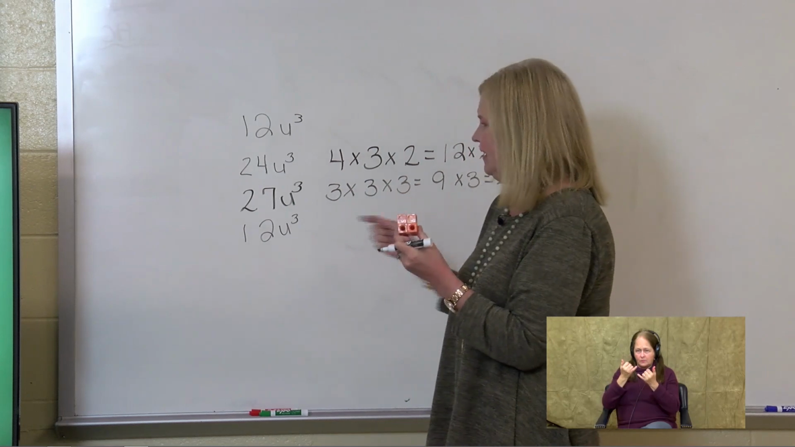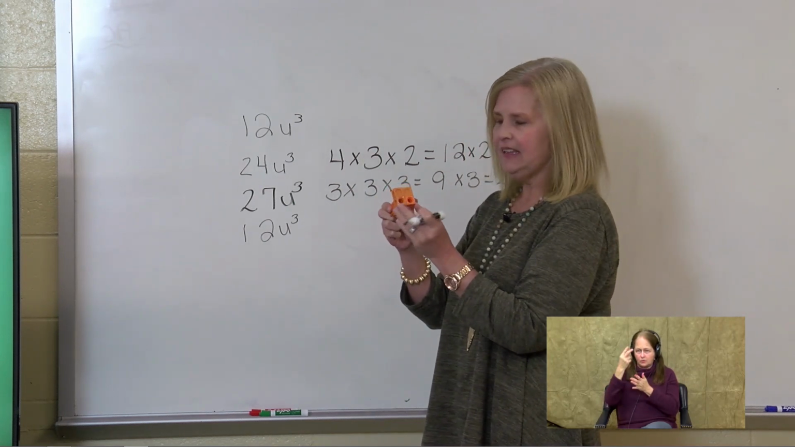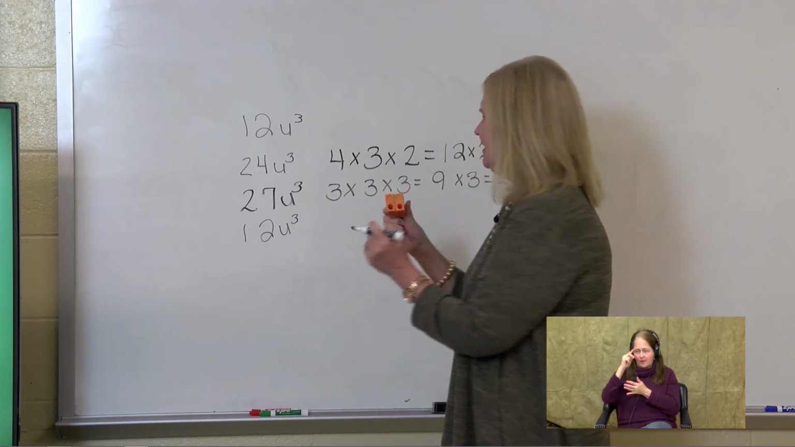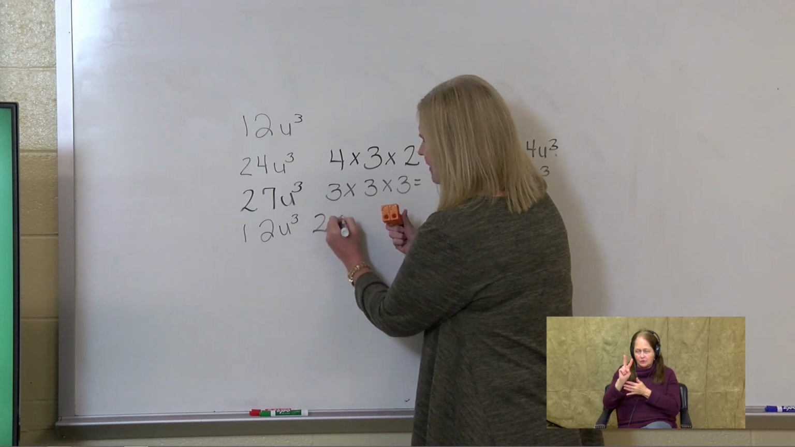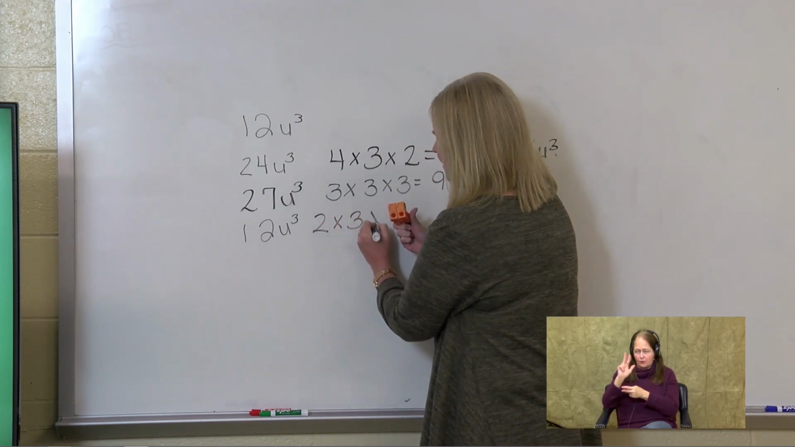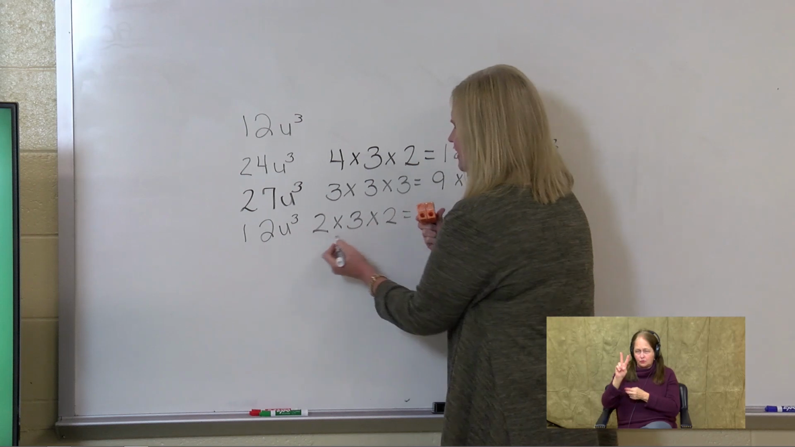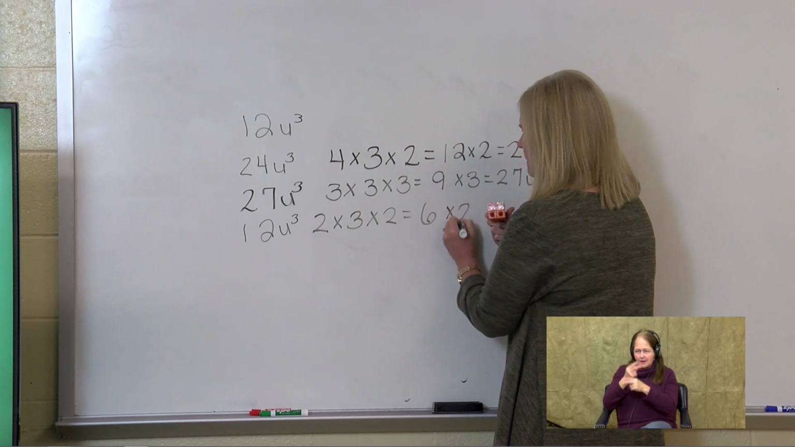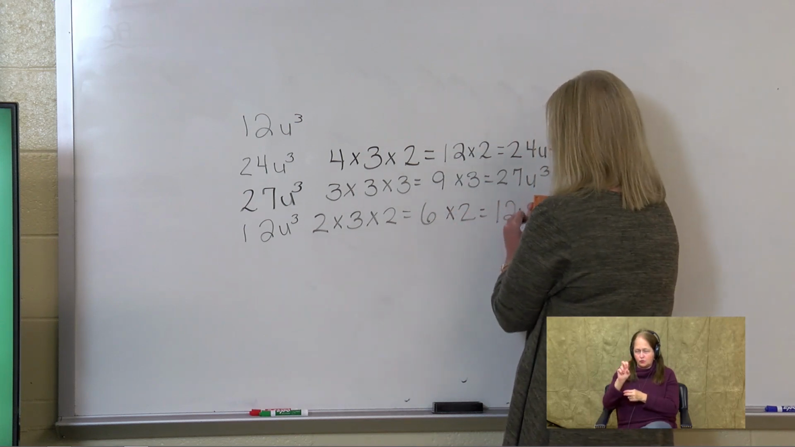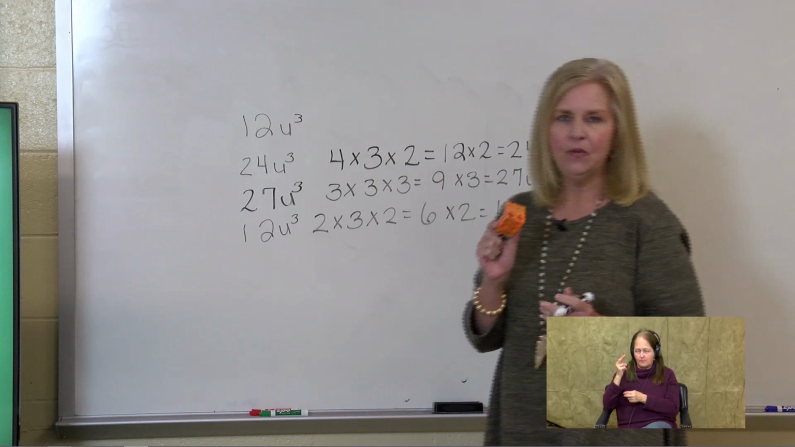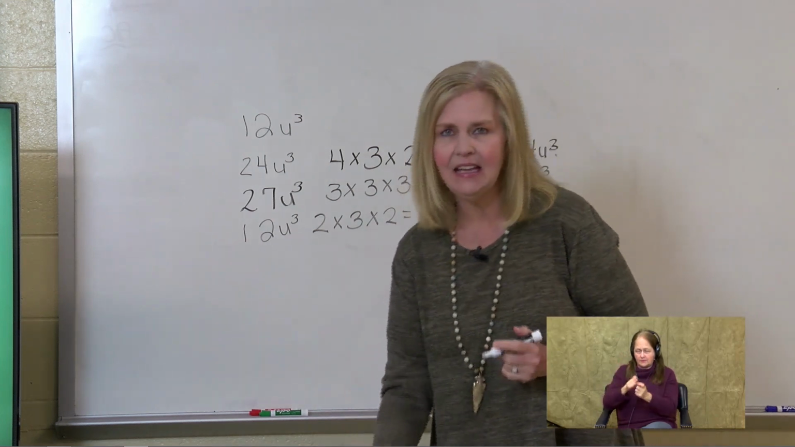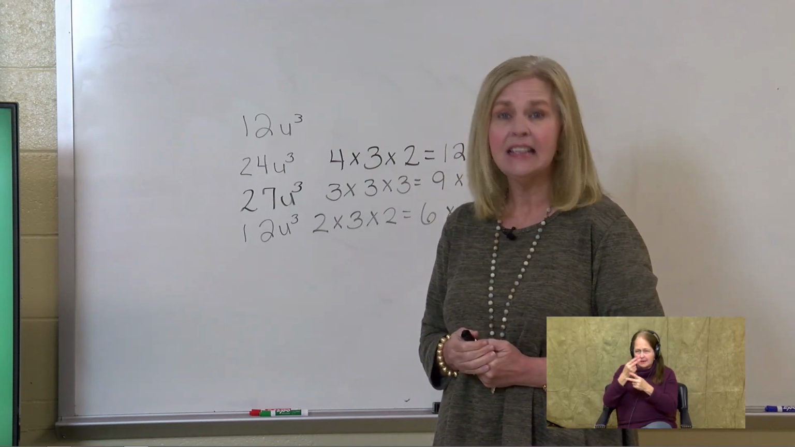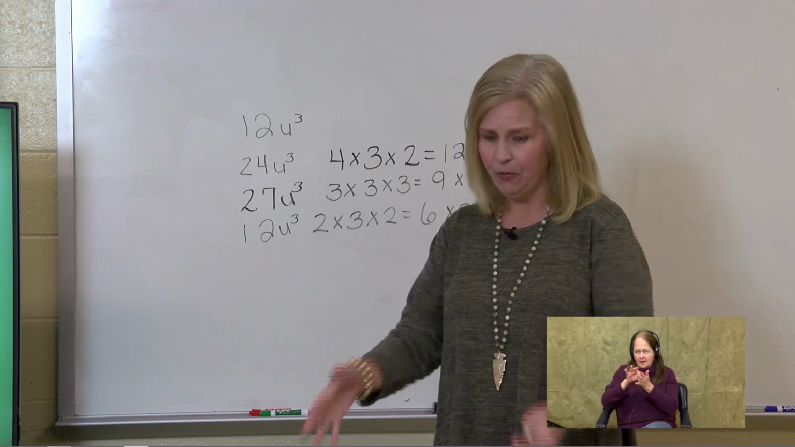Now, this is the one that is 2 for the length, 3 for the width, and 2 for the height. So we have 2 for the length times 3 for the width times 2 for the height. 2 times 3 is 6 times 2 is 12 units cubed. So you get the same exact thing when you use the length times width times height, instead of having to count every single cube or put models together.